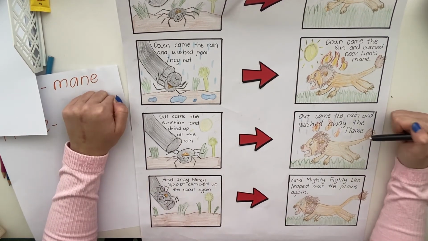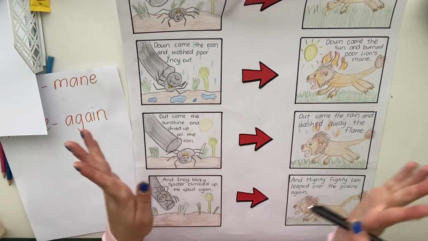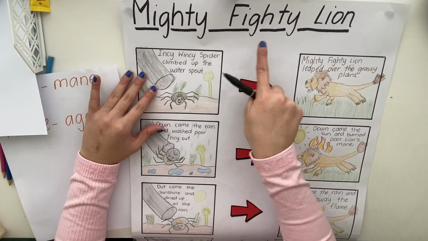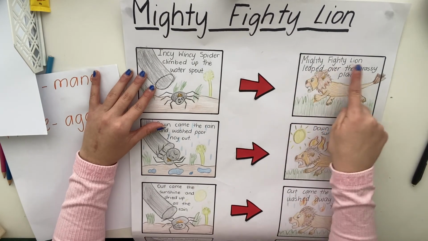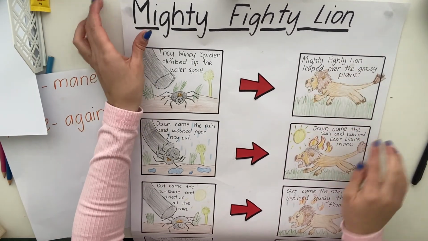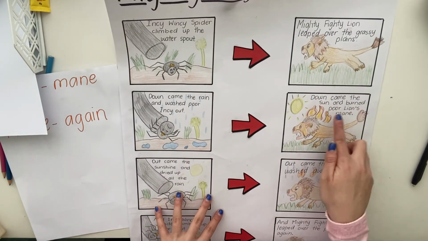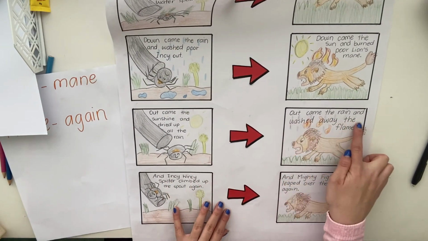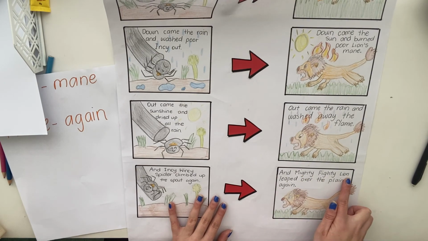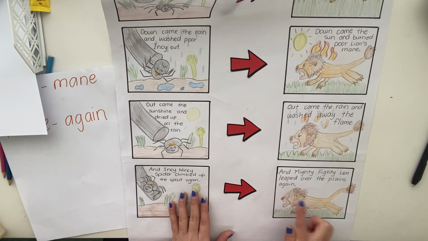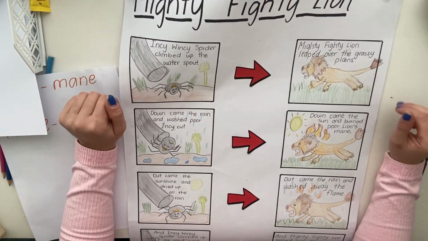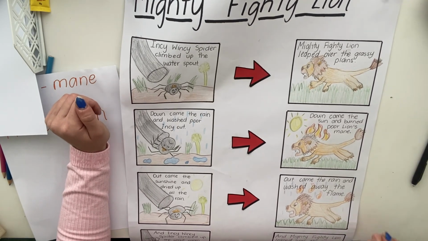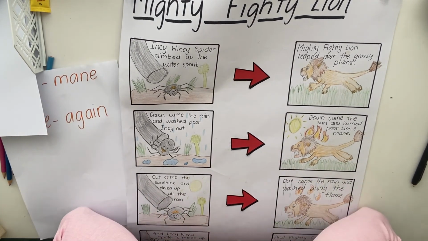Now I'm going to read it from the start to see what our little nursery rhyme sounds like all together and make sure that the rhyming words fit and match the story. Okay, mighty fighty lion. Mighty fighty lion leaped over the grassy plains. Down came the sun and burned poor lion's mane. Out came the rain and washed away the flame, and mighty fighty lion leaped over the plains again. It does sound like a nursery rhyme because all the rhyming words match and they fit. And it matches the pictures. And we've got a problem and a solution in our story.